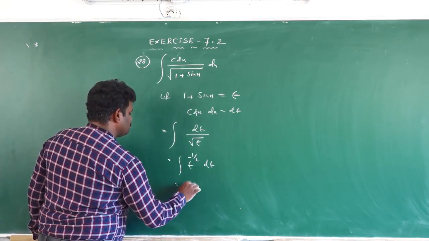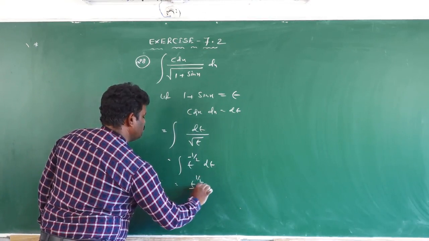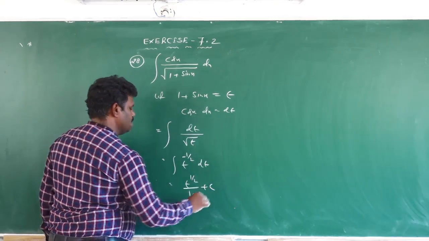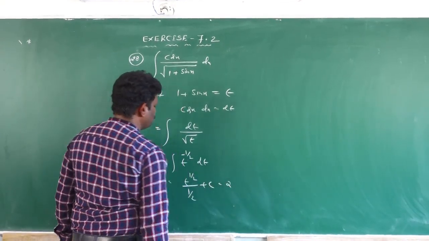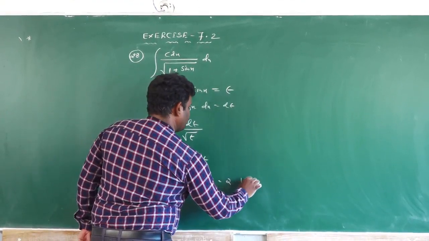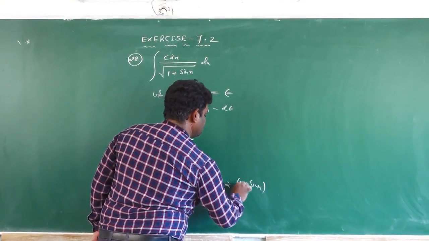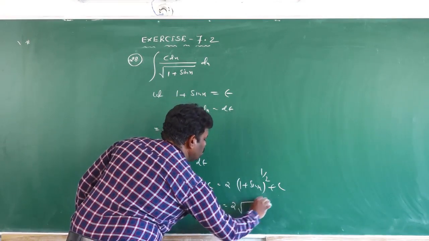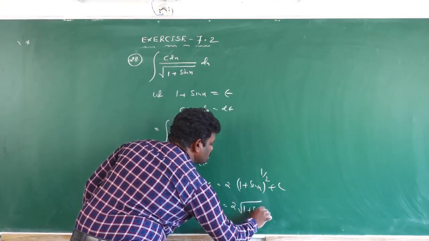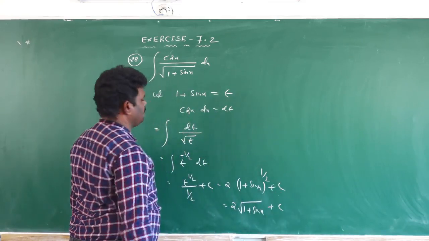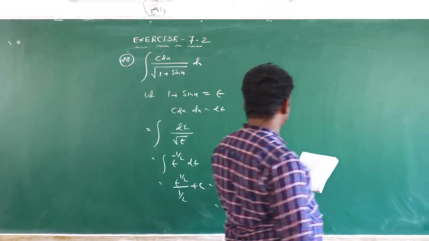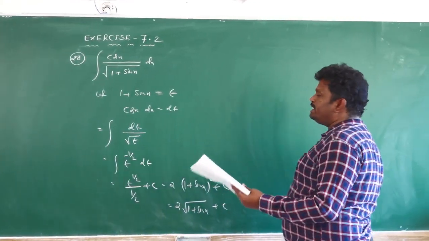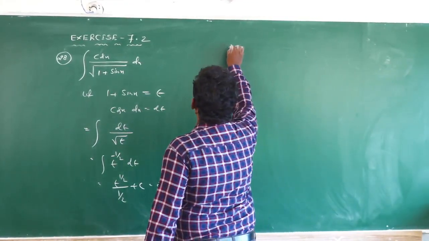So this value, how much you get? T power 1 by 2 divided by 1 by 2 plus c. That is equal to 2 into t power 1 by 2, that is 2 into (1 plus sin x) whole power 1 by 2 plus c, or 2 into root of 1 plus sin x plus c. Okay? Next, 29, previous year question given.